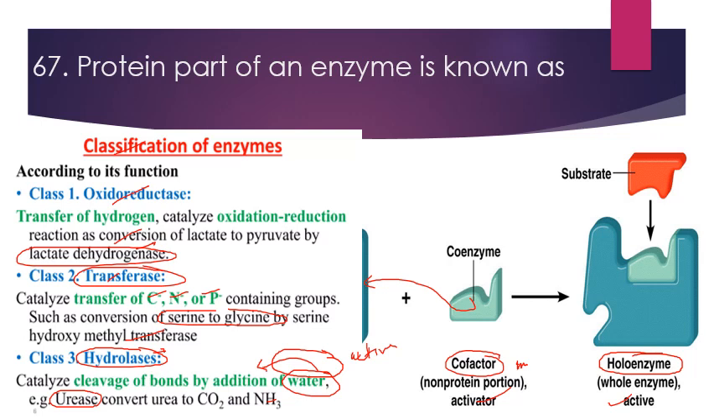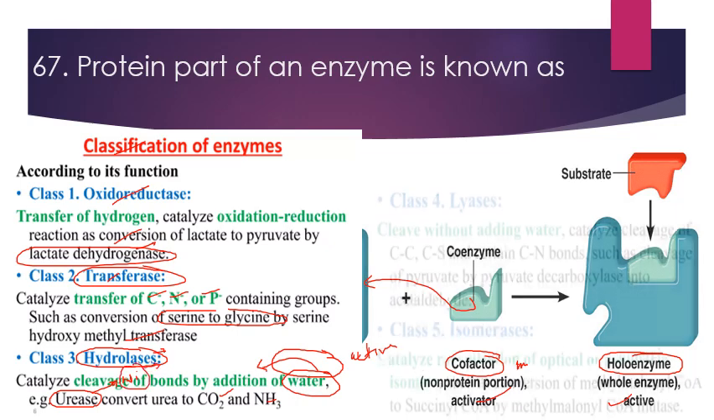This is a very important enzyme जो कि यूरिया को convert करता है कार्बन डाइऑक्साइड और अमोनिया में, and this enzyme requires one cofactor that is called nickel. That is very important. So nickel की presence में ही ये enzyme काम करता है.